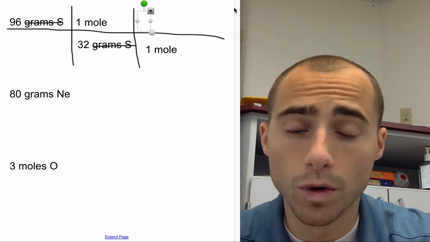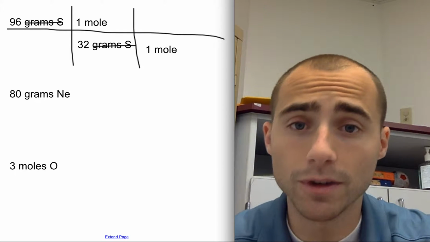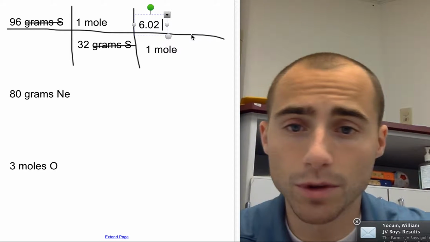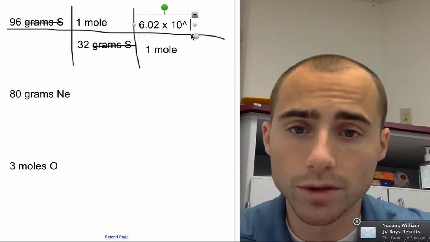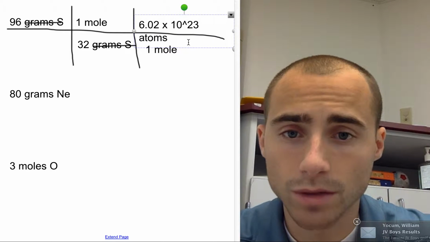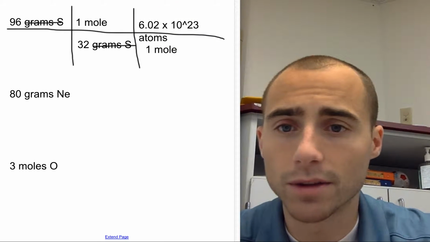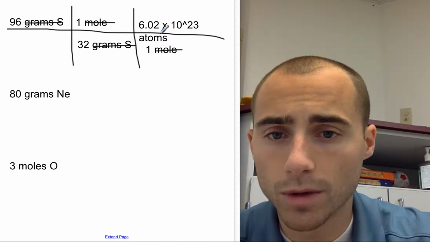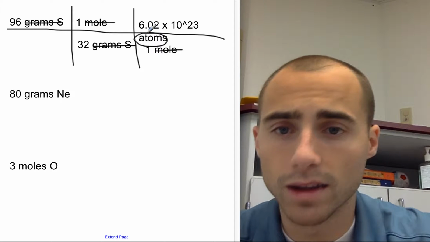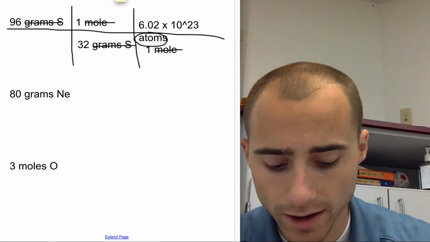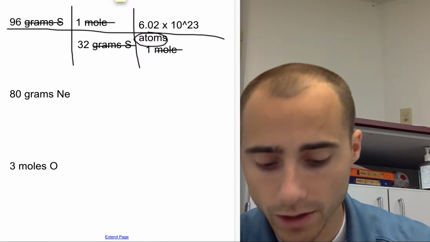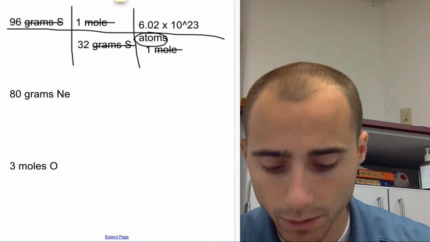And then 1 mole has how many atoms? Every single mole of everything has 6.02 times 10 to the 23rd atoms. Sorry, that kind of went down to the bottom, that's alright. Therefore, we've canceled out moles, and all we are left with is atoms. Then we just multiply straight across, 96 times 6.02 times 10 to the 23rd, and then divide that by 32 because that's what we have on the bottom.